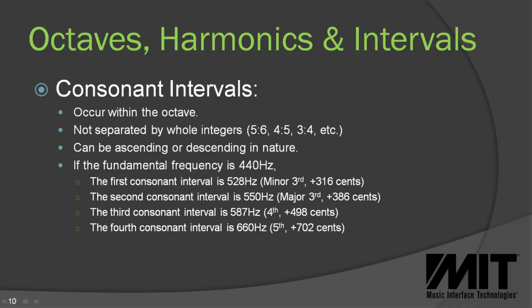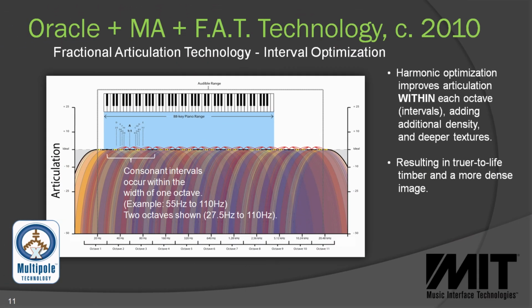And so when we talk about intervals, let's say we start at A440 again, the first consonant interval is a minor third. And the second consonant interval is a major third, and then we go on through fourths and fifths, and those intervals are the ones that are the simplest ratios mathematically from the fundamental tone. So how do we apply this to our technology inside our cables? Again, we called this fractional articulation technology, and this was released in 2010, first in the Oracle MAX2 HD speaker interface.